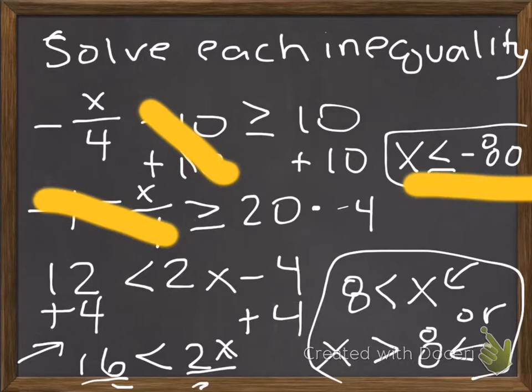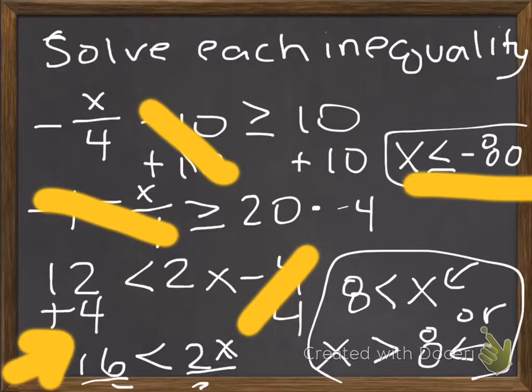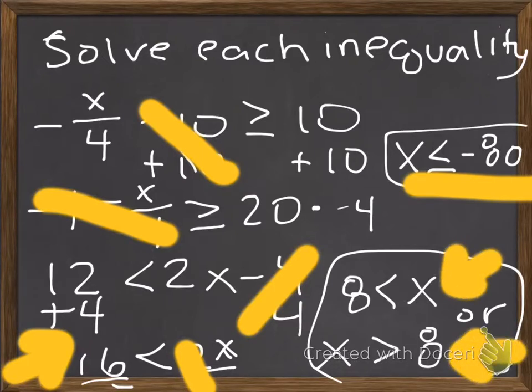And then the second one, we have 12 is less than 2x minus 4. To get x by itself, we need to add 4 first to both sides. That gives us 16 is less than 2x. We need to get the 2 gone, so we divide by 2. That gives us 8 is less than x, or you can read it as x is greater than 8. So either one of these is correct.